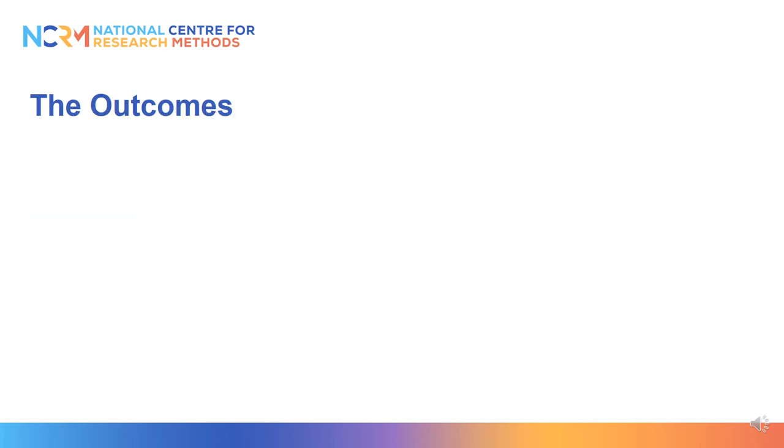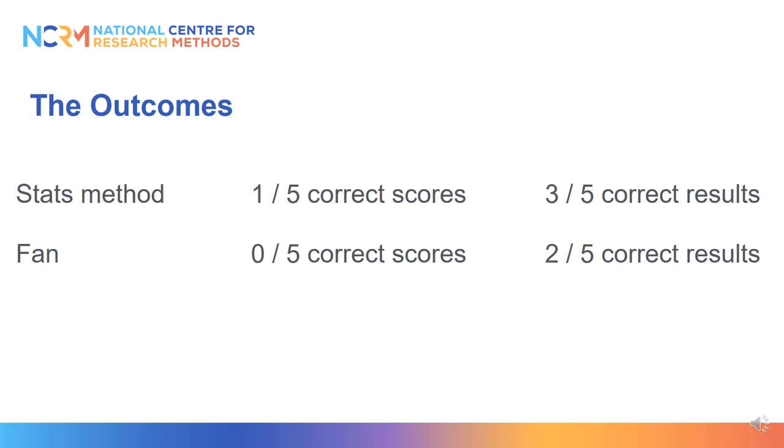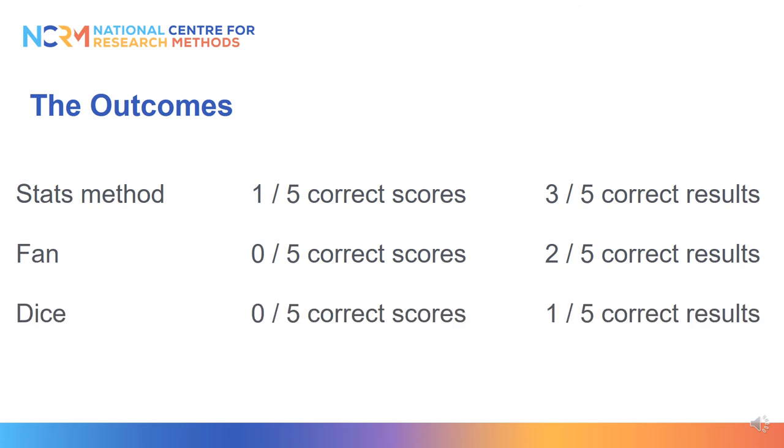The outcomes. The statistical method only predicted one correct score. It did, however, predict the correct result for three of the five matches. The statistical method beat the fan, who only predicted two correct results. The dice only managed one correct result. Neither the fan, a pseudo-expert, or the dice predicted any correct scores.